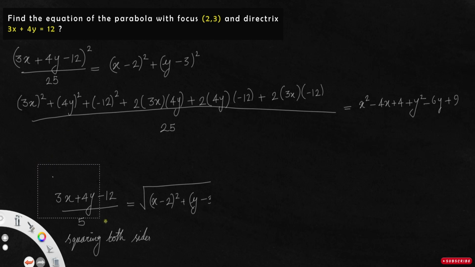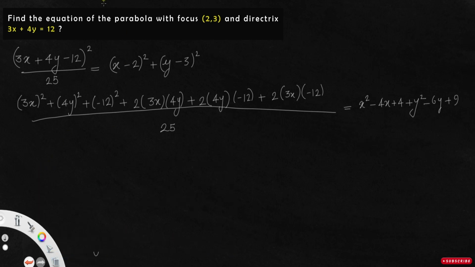Okay, so further simplifying, you will get 9x square plus 16y square plus 144 plus 2 into 3 is 6, 6 into 4 is 24, 24xy plus 8 into minus 12 is minus 96y, minus 2 into 3 is 6, 6 into 12 is minus 72, minus 72x is equal to x square minus 4x. See, there is a 25 here.